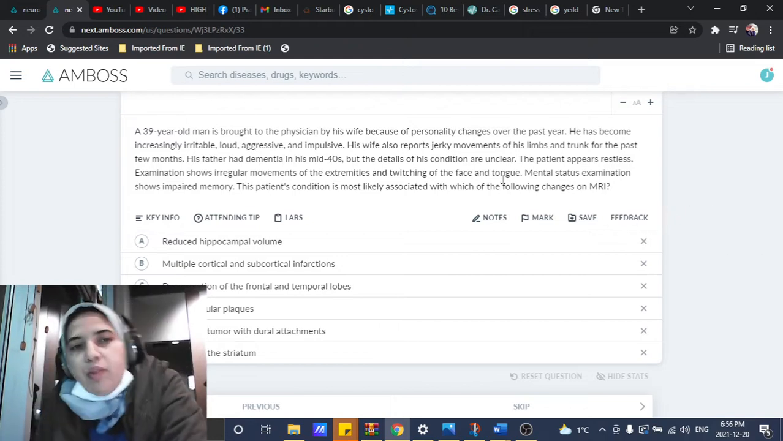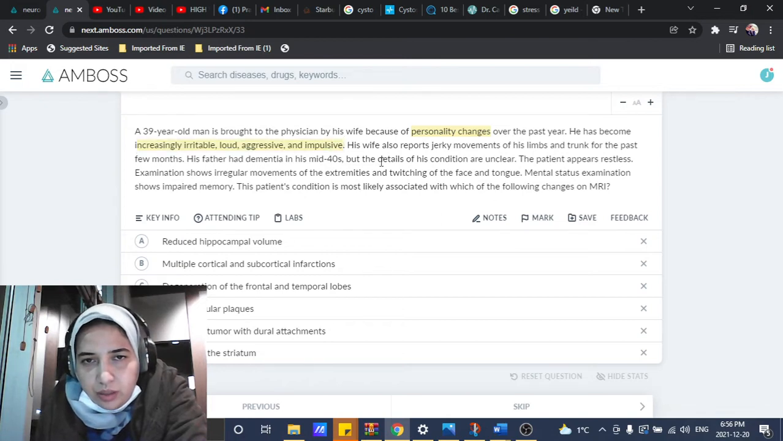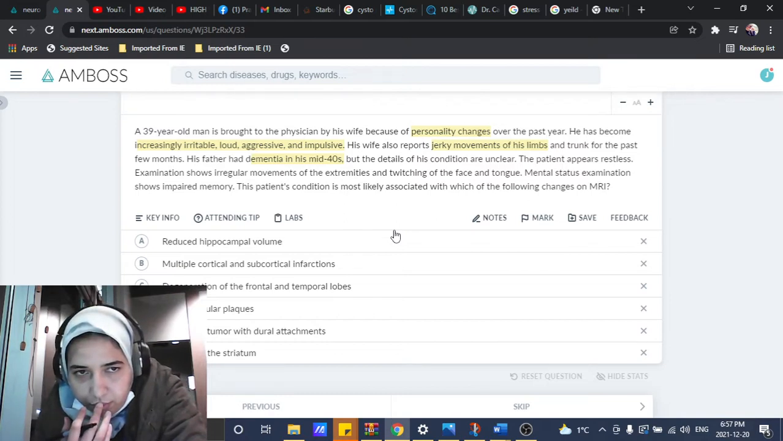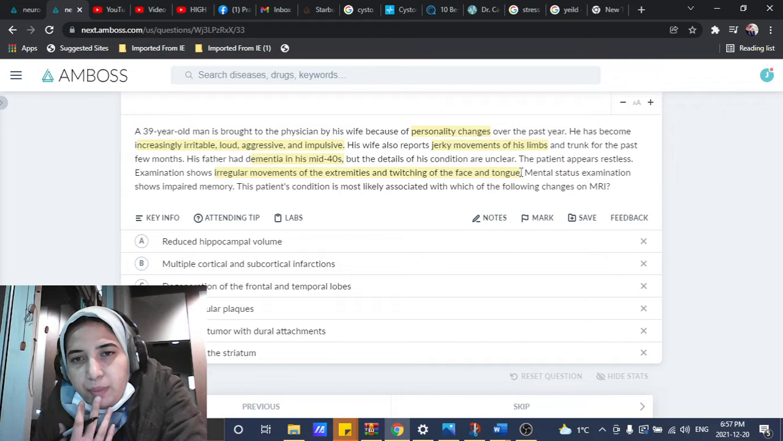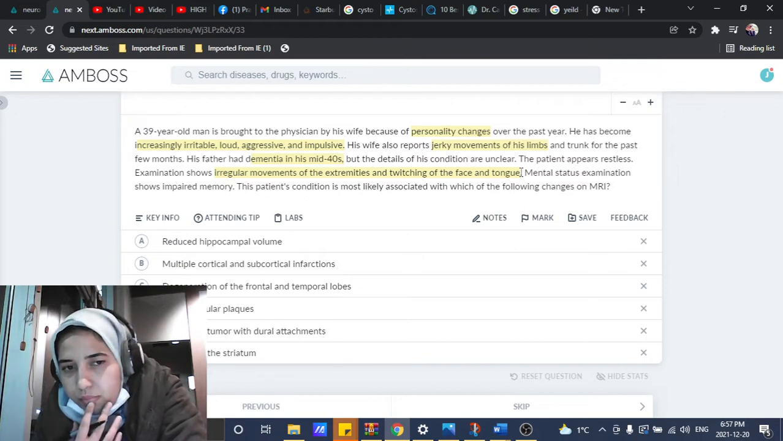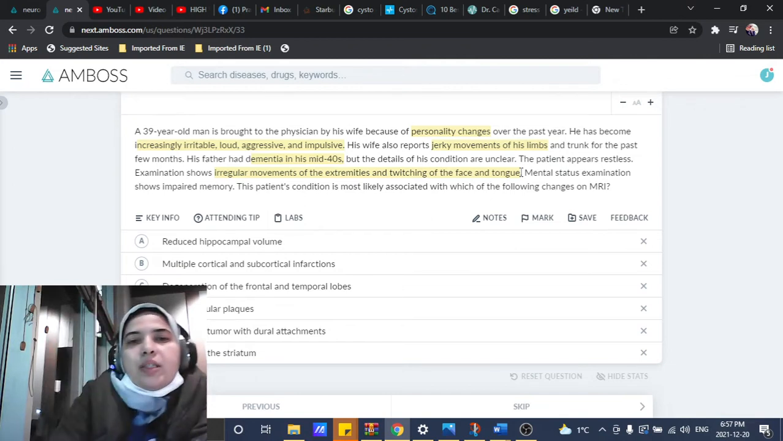So let's go in and highlight what we think are the words that will help us get to the diagnosis of what he has, right? So I'm seeing personality changes. Loud, irritable, aggressive, impulsive. His wife also reports jerky movements of his limbs and trunk. His father had dementia in his 40s. So he has irregular movements of the face and tongue, and impaired memory. I'm thinking, I could be wrong, but I'm thinking of Lewy body dementia. So it's kind of like Parkinson's plus personality changes.